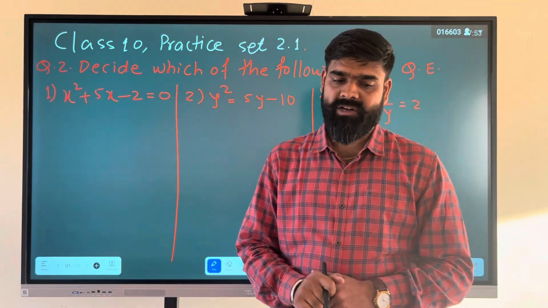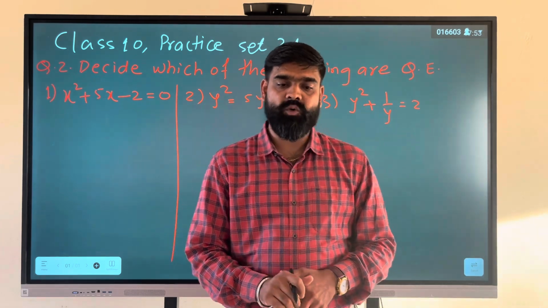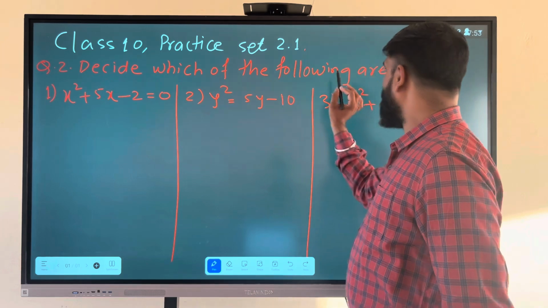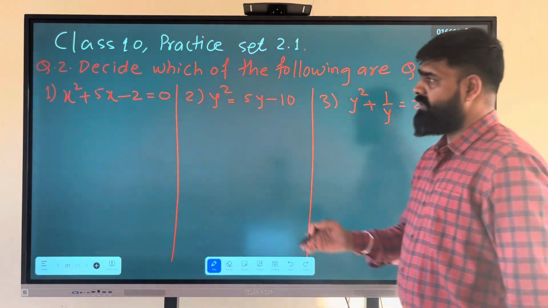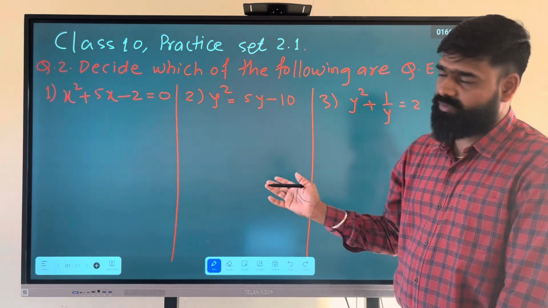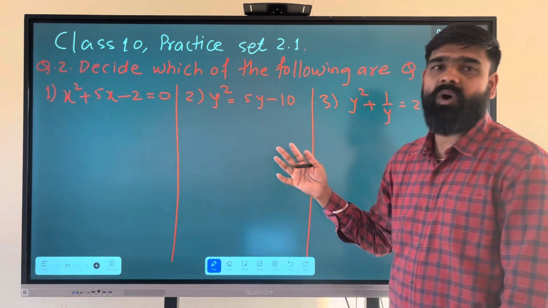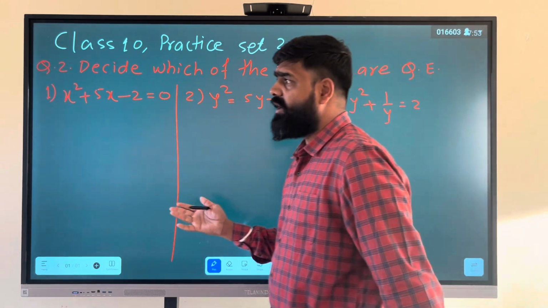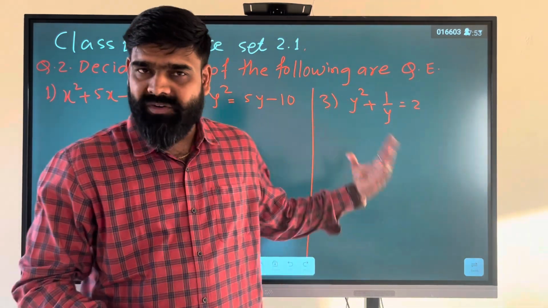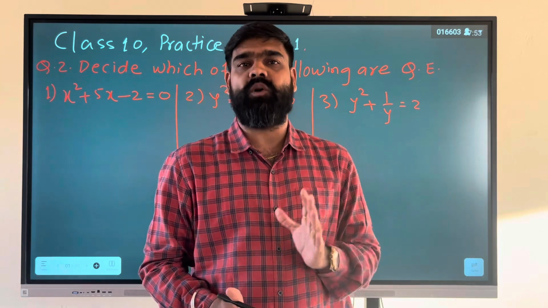Let us solve question number 2, practice set number 2.1. The question is, decide which of the following are quadratic equations. That means we have to decide, out of these given equations, which is a quadratic equation and which is not. For that purpose, we have seen that we have to compare the given equation with the generalized form of the quadratic equation.